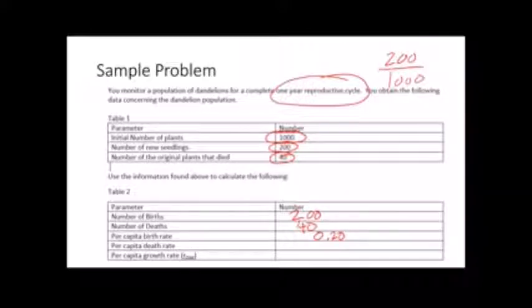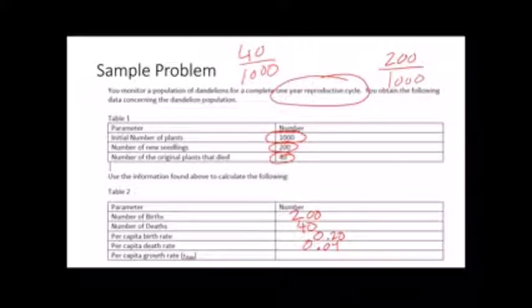Our per capita death rate, we're going to calculate the same way. We had 40 deaths out of a total population size of 1,000. So we divide that out and we get 0.04 as our death rate.